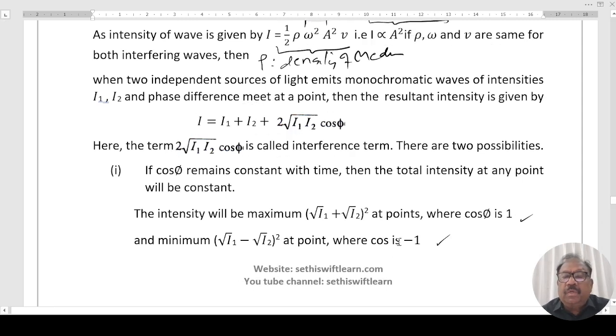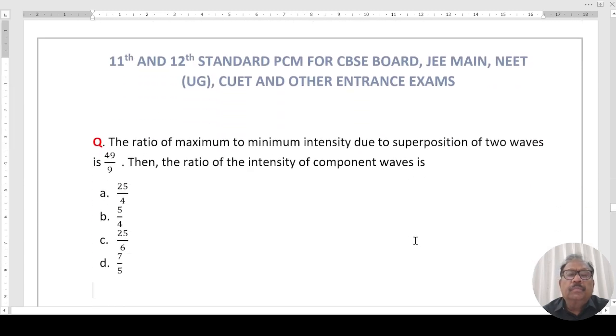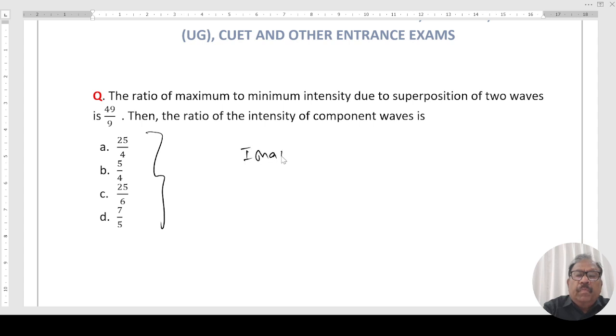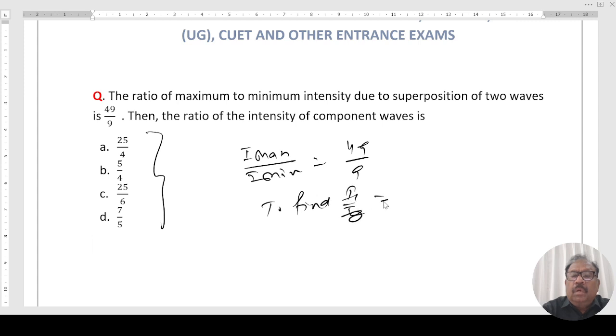Now let's start the question. According to the question, I maximum upon I minimum is given to you as 49/9. What we have to do is determine I1 over I2.